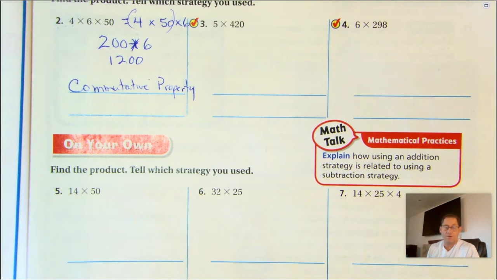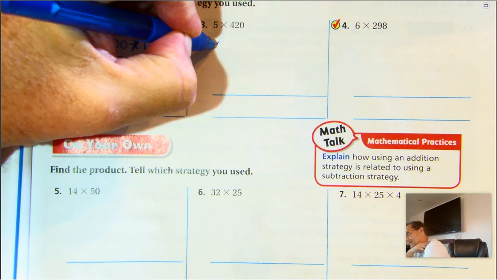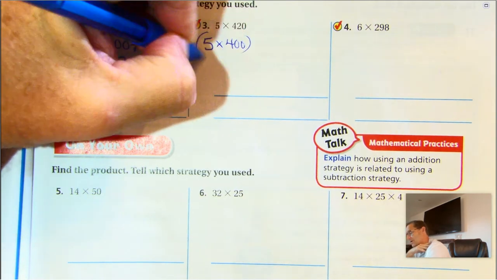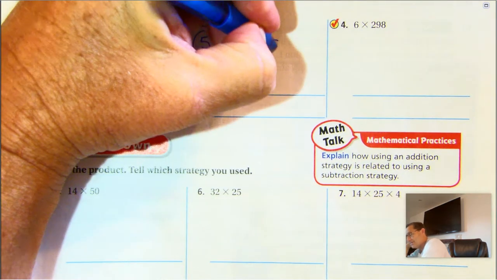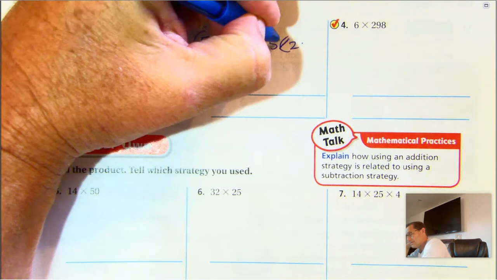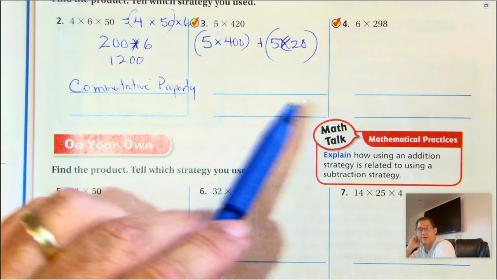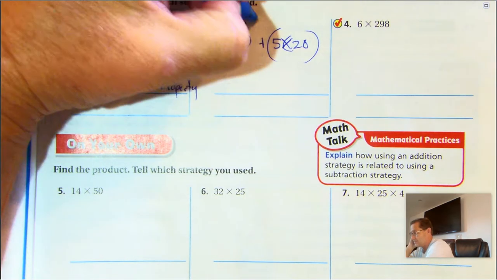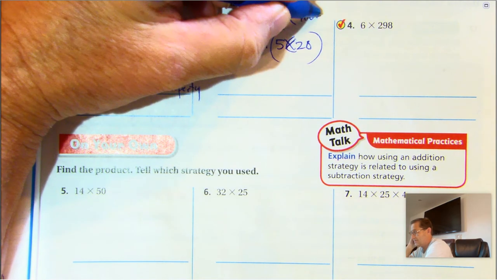Looking at 5 times 420, what is one method we could use to break that apart? What if we did something like this? 400 times 5 plus 5 times 20. So 400 plus 20 is 420. So we're actually using the distributive property, right? So what I did was rewrote 420 as 400 plus 20.